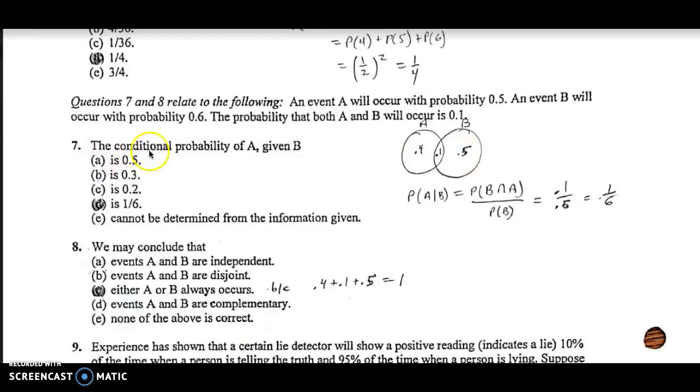So question 7 says the conditional probability of A given B. So the probability of A given B is the probability of B intersect A, or B and A happening, which is the overlap, divided by the probability of B. The overlap, the and, the middle is 0.1. The probability of B happening, the total over here, 0.1 and 0.5 makes 0.6. I know that might not look like a 6, but that's a 6. 0.1 over 0.6 is just 1/6. So the answer to 7 is D.